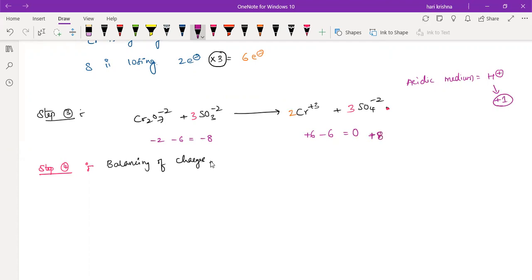No, sir. Then which side do you have to add? Left side. Understand? So if you add the +8 H plus here itself, +8 and -8 will become 0. So 0 equal to 0 will happen. The step is clear for you? Yes, sir.